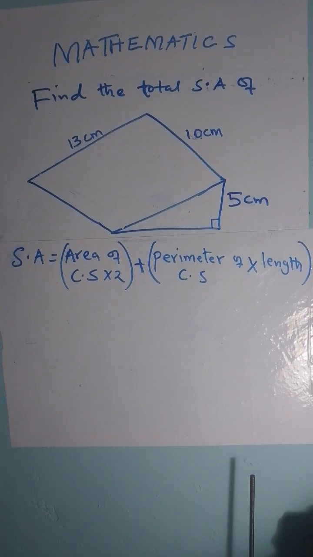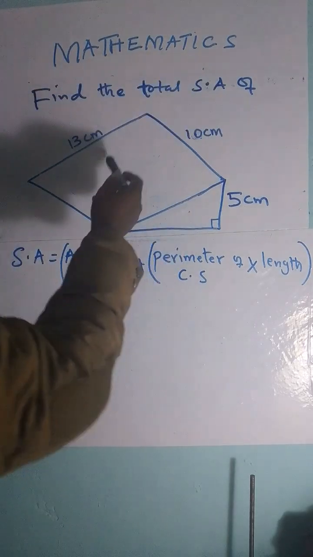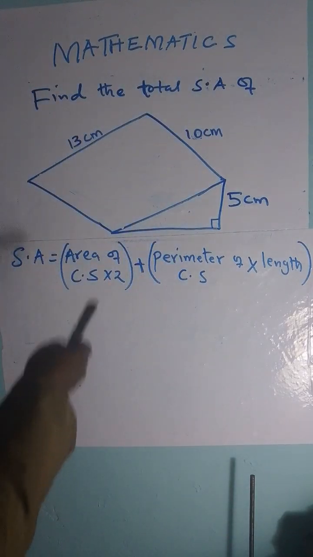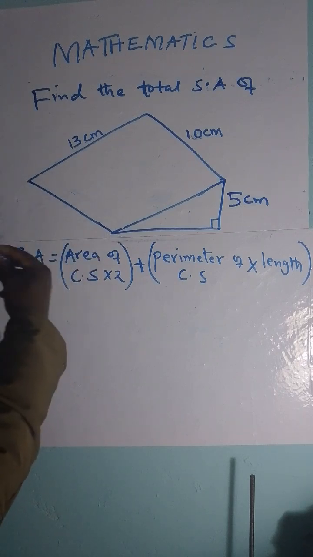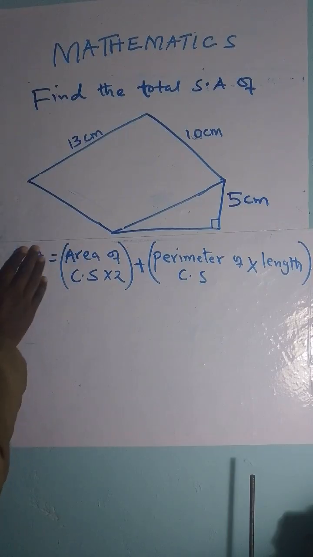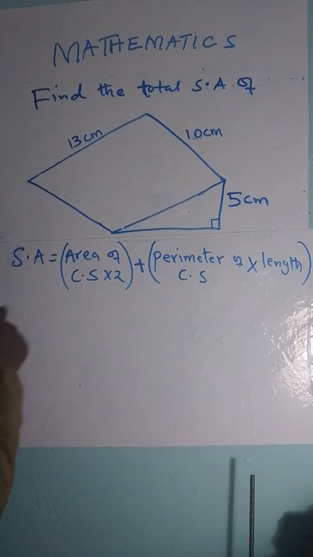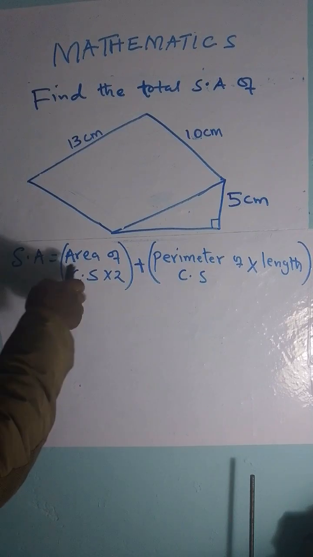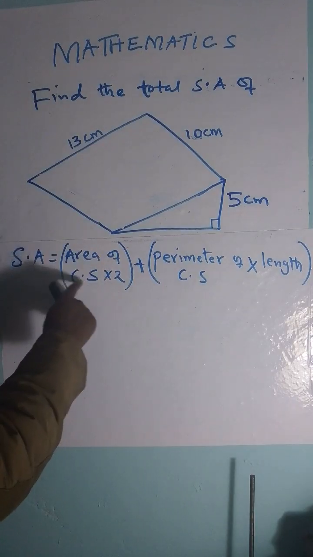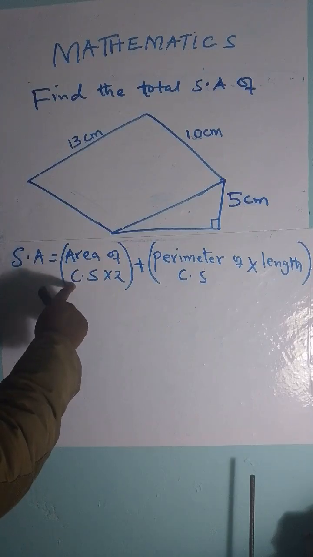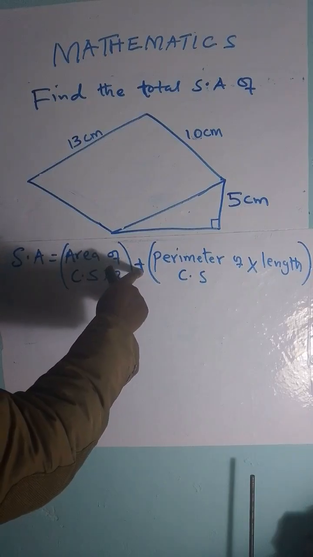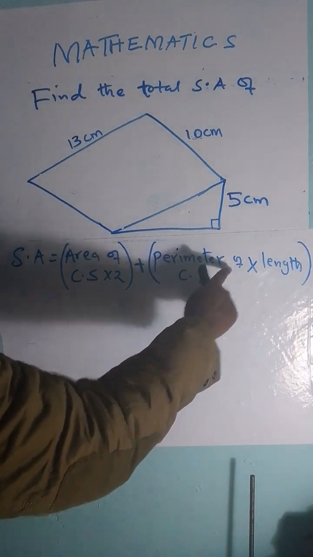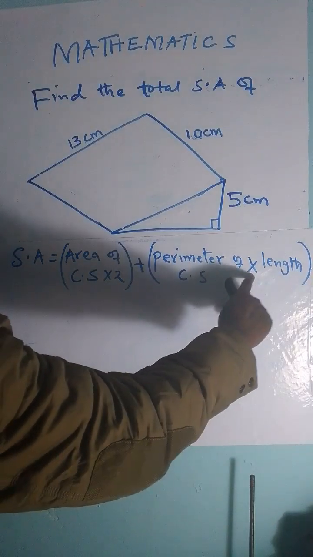Find the total surface area of the figure below. As you can see, this figure is a wedge. The simplest way to find the total surface area is to use this formula: total surface area is equal to the area of cross section, CS means cross section, then you multiply times 2. Then you add the perimeter of cross section times length.